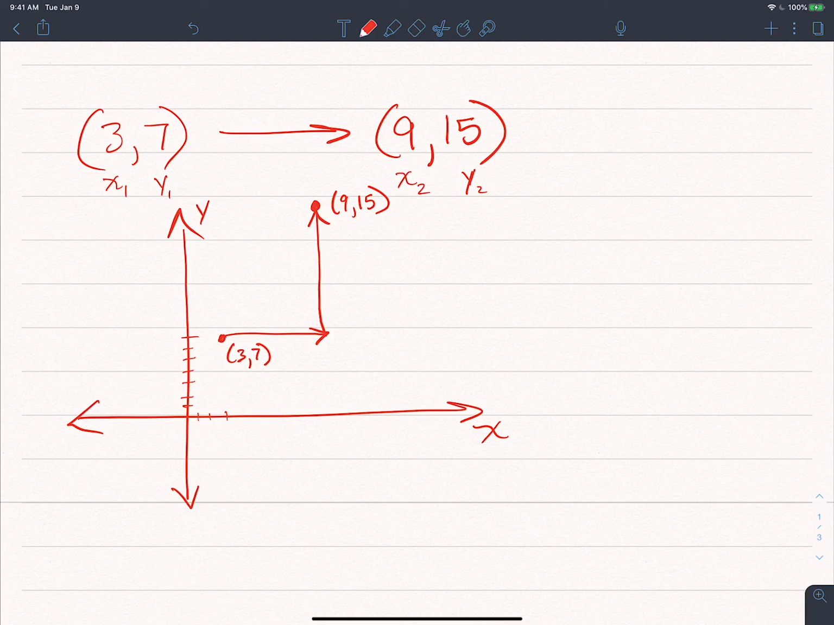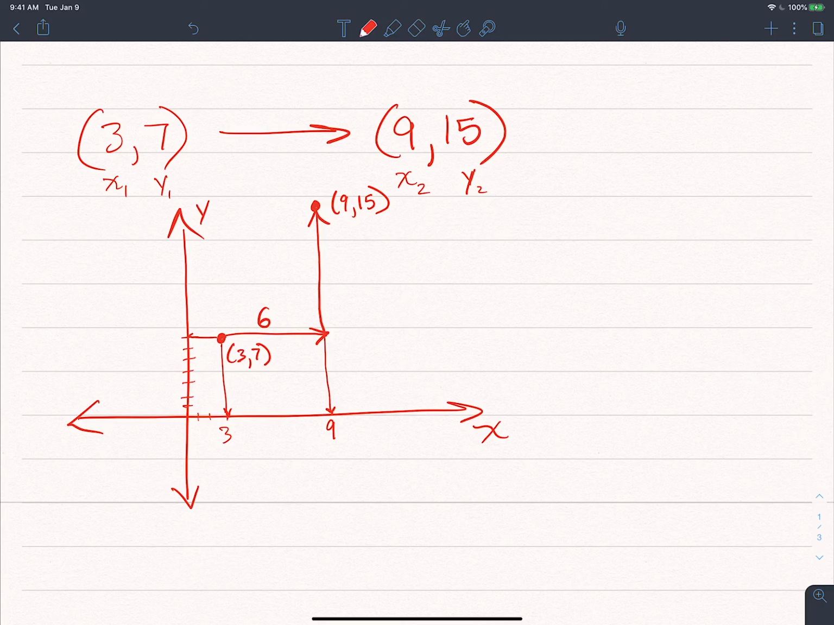So to get from 3, which is this value here, to 9, which is that value here, how far over did we have to go? Well, we had to go 6 spaces over.